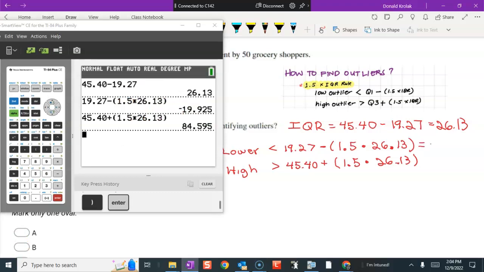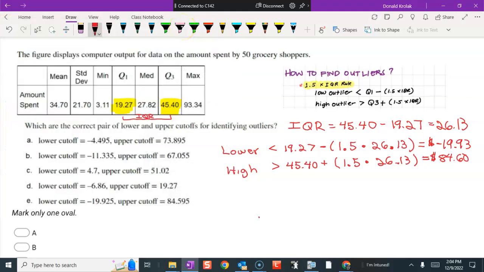Okay, so our lower would be anything below negative $19, which doesn't make any sense because you're not going to spend negative money. And then on this one, anything above 84.60. So our answer would be E.